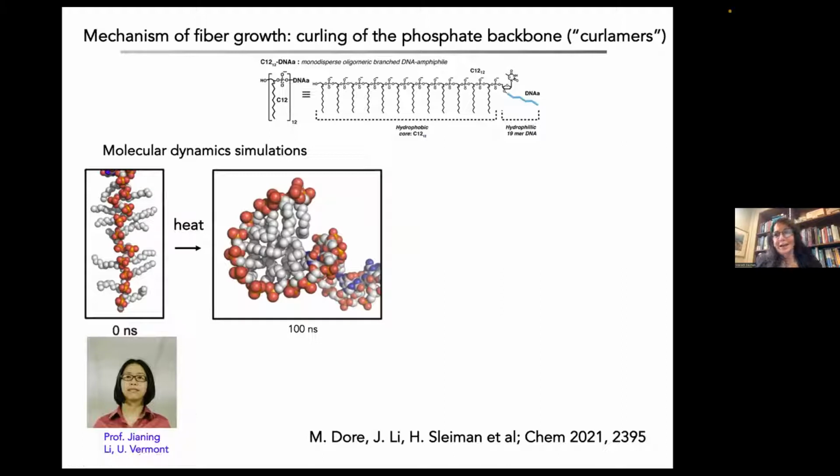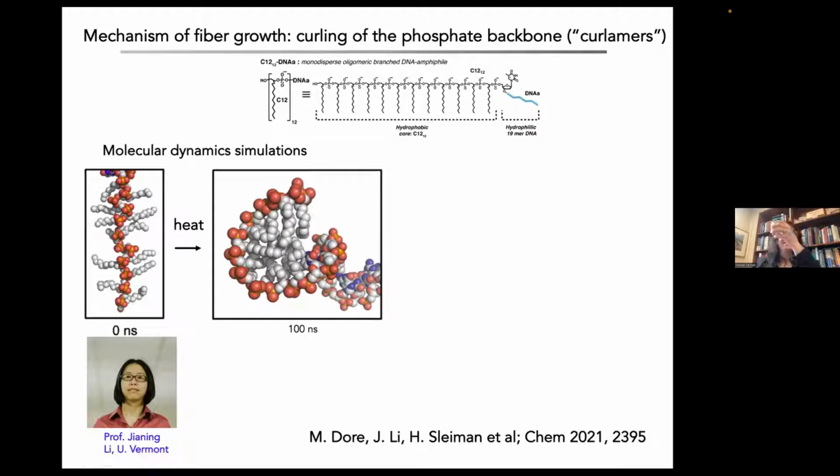So Jianing does all atom molecular dynamics simulation in her lab. And so what they did is they took our structures and they simulated them. And what they found is, as I told you here, there's the phosphate backbone shown right here, which is hydrophilic, and the alkyl chains are hydrophobic. And upon heating these structures, what happens is the phosphate backbone curls. Okay, so we're going to call these curlomers.